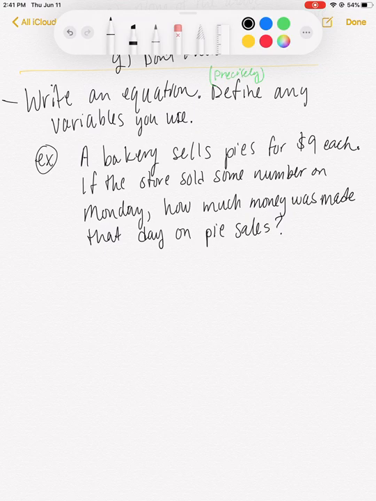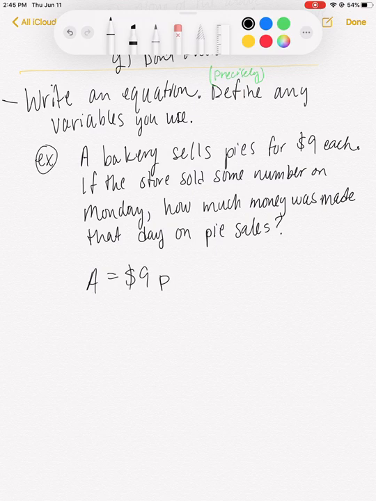Okay, so here we have our pie sales. Okay, now that we have thought about this for a little bit, let's go ahead and say, we can name our first variable the amount of money that was made. So we're answering our question. A. Now each pie is $9 each, which is a little redundant, but okay. So we could put 9p there.